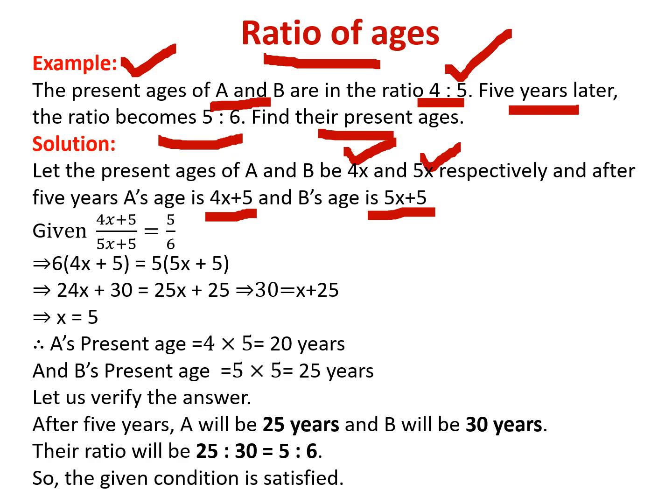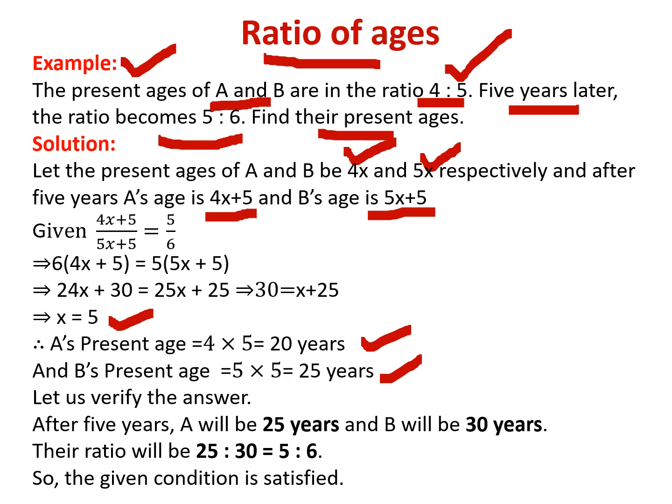Now subtract 24x from both sides. We get 30 is equal to x plus 25. Therefore, we get x is equal to 5. Now that we know x is 5, we can find their present ages. A's present age is 4 into 5, which is equal to 20 years, and B's present age is 5 into 5, which is equal to 25 years. Therefore, A's present age is 20 years and B's present age is 25 years.